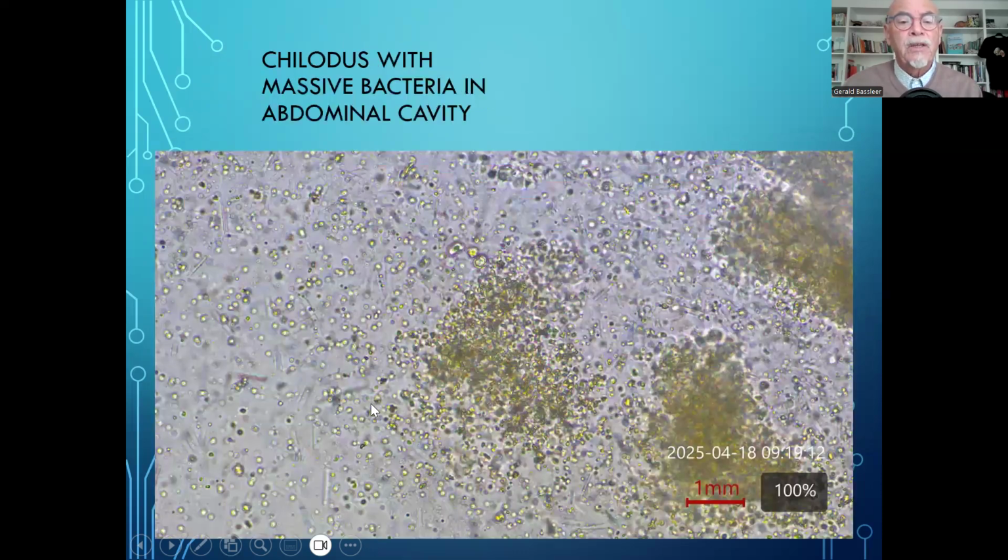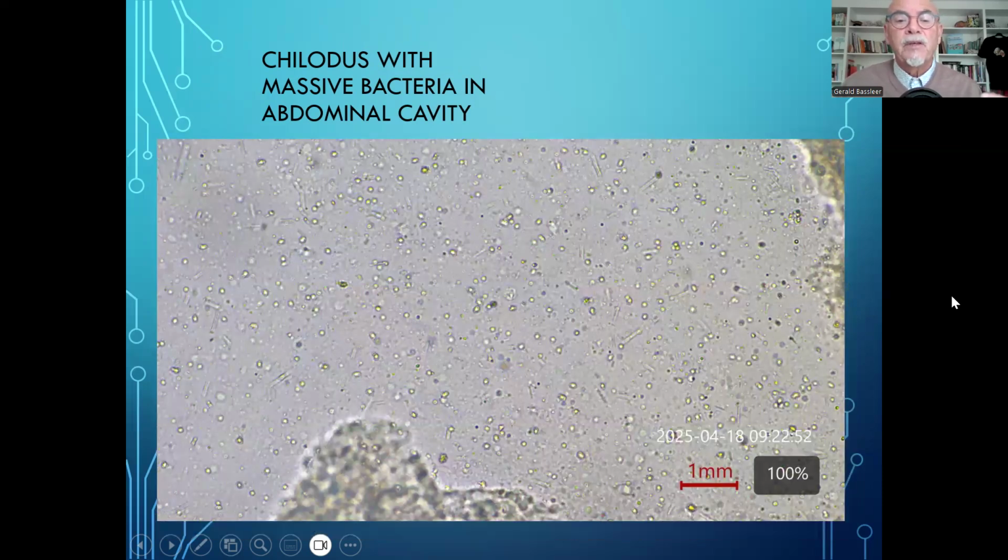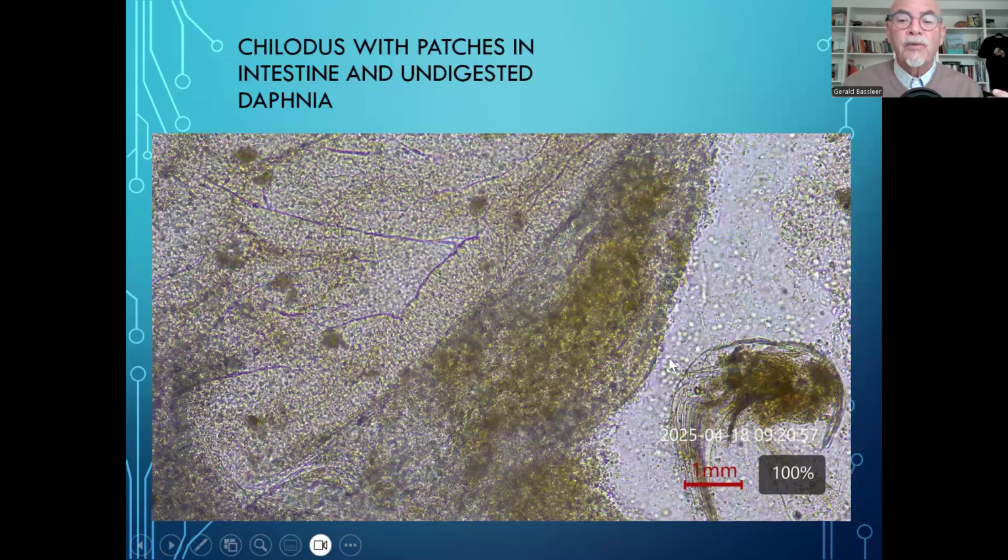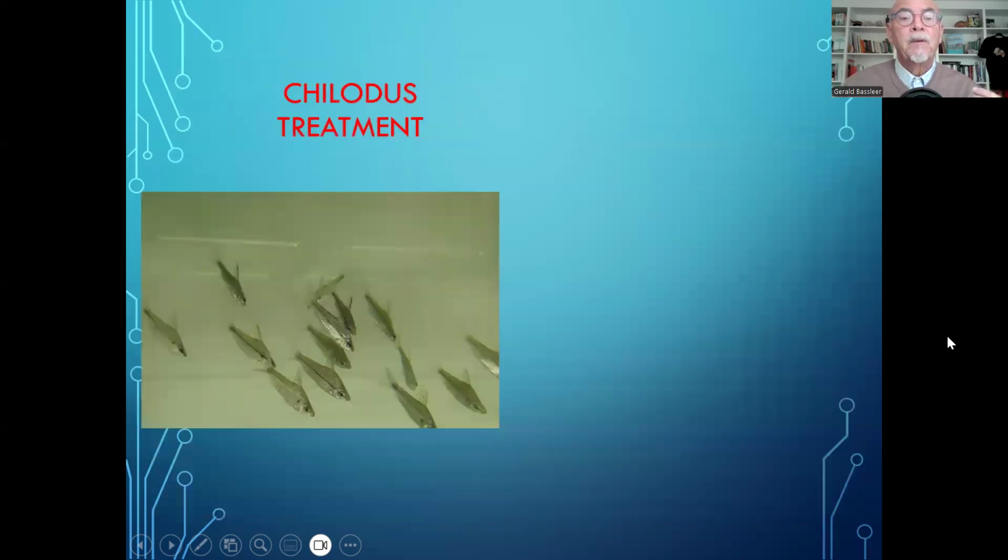And we found internally different kinds of bacteria, staph, rot bacteria, pointed bacteria, a mix. Here you can see it on another part of the abdominal cavity, which tells you, well, bacteria play an important role. We found some undigested food, like here, this Daphnia. And we saw some patches inside the intestine, which could have an impact on the gut flora, the microbiome.